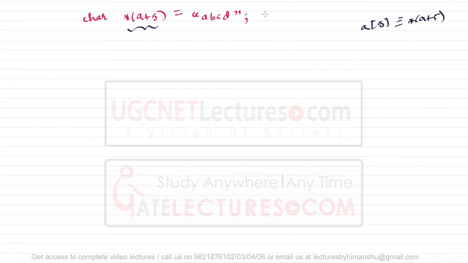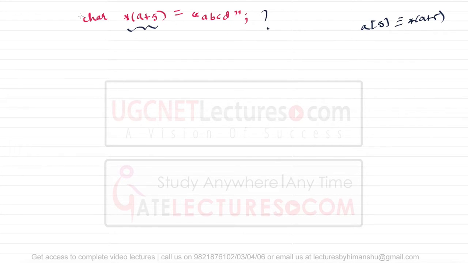Consider this particular statement: char *(a+5) = "abcd"; and this is the entire string, and this is the closing bracket. Now you can see this entire program here. When I'm saying a+5, this is actually representing a statement like a[5], which is equivalent to *(a+5). Now we need to identify how many tokens are present in this particular statement.